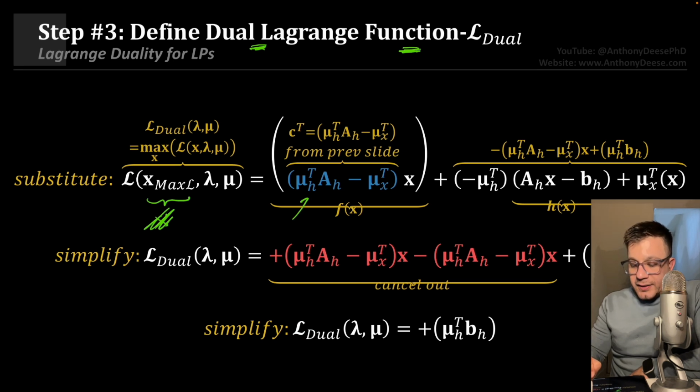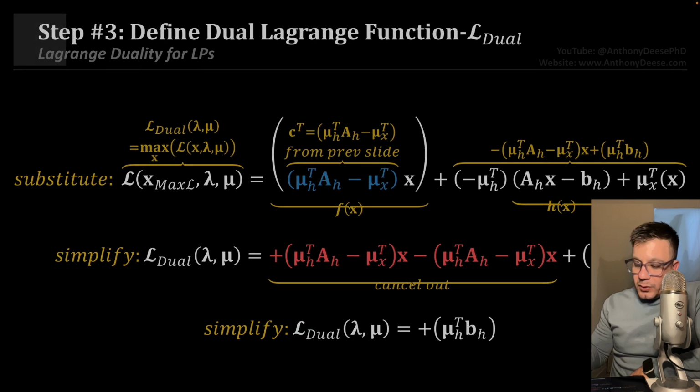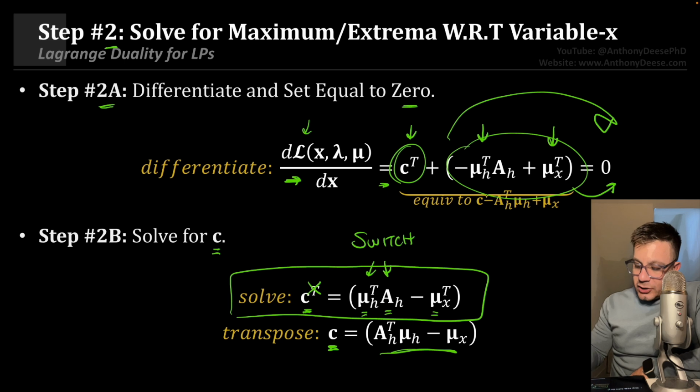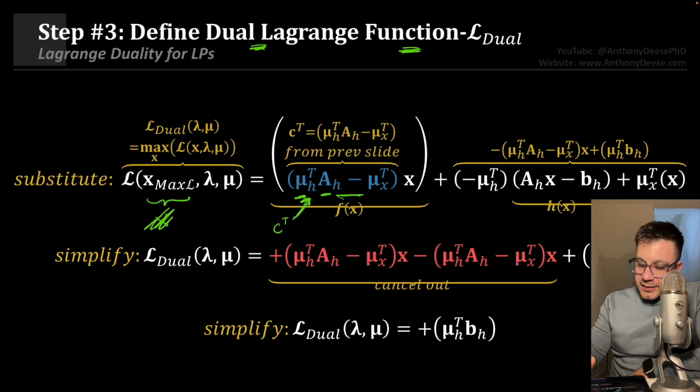So what we can do is substitute in every time we see a c or a c transpose, this new value shown in blue, which I'm simply taking from right here: c transpose is equal to mu sub h, a sub h minus mu sub x. So instead of substituting in a new x value, we're substituting in this constraint.